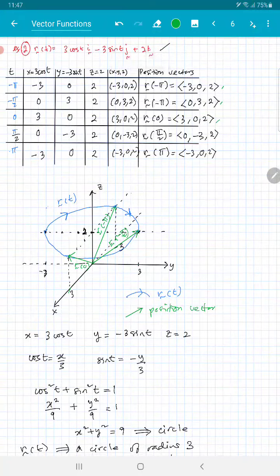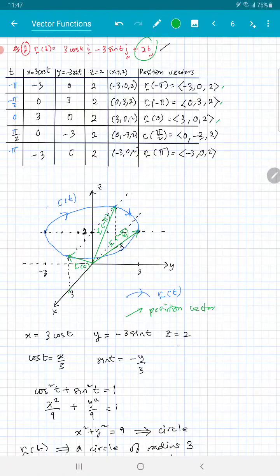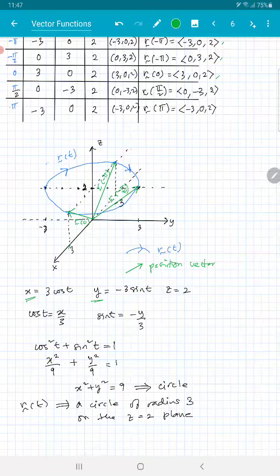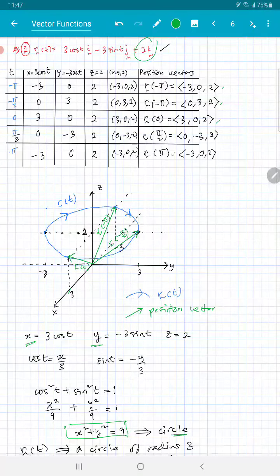Since one of the components is a constant, we can figure out where our vector valued function curve is. To get the curve using x and y, we eliminate the parameter t and we end up with this equation. From this equation we know that our curve is going to be a circle on the z equals 2 plane, since the z component is always 2, it's a constant. So that is another example of sketching a vector valued function.